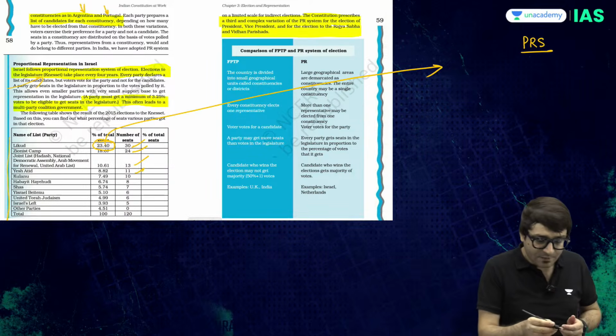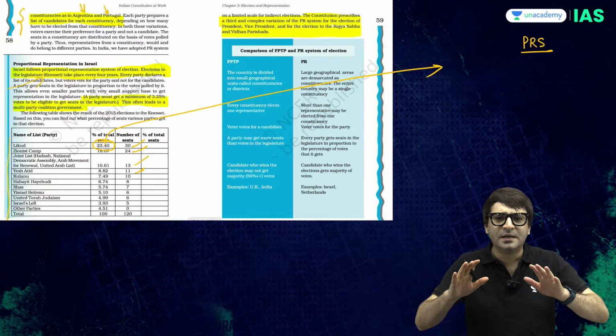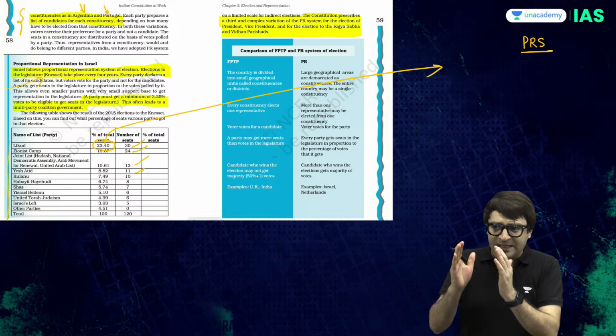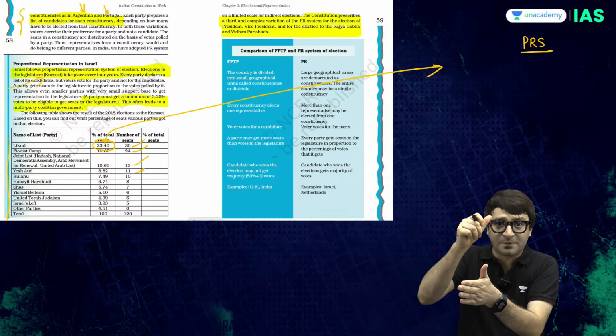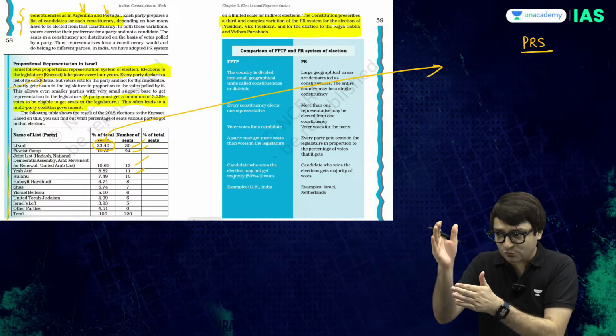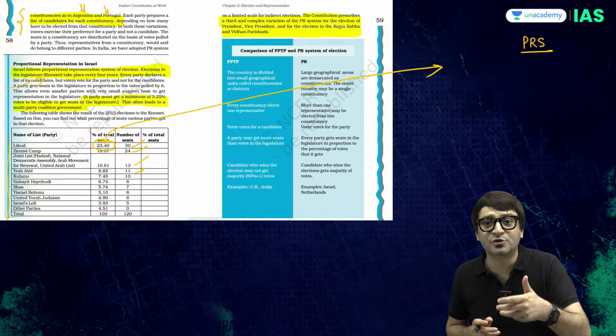And that is based on the vote share of a political party, because every political party in Argentina and Portugal prepares a list of the candidates, and then people will vote for the political party. Then according to the vote share, the political party will get those many seats in the parliament. This is another variant of the proportional representation system.